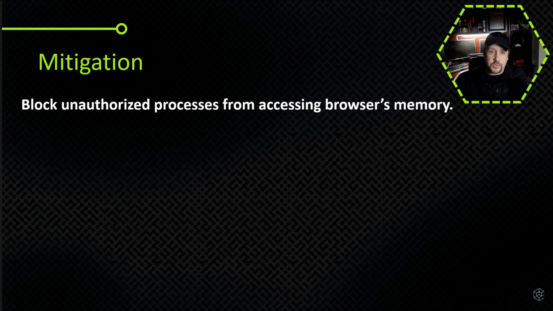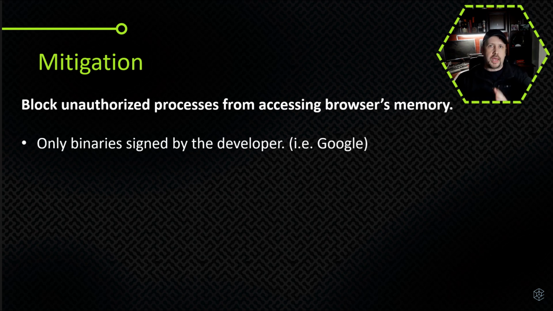What you got to do, folks, is really simple. You got to make sure that the only process that can read the browser's process is the browser. I mean, it's pretty simple. Only Chrome should be reading Chrome's memory. And this can be done in a couple ways using CyberArk's Endpoint Privilege Manager. What you'd really want to do is make sure that only binaries that are signed by Google, for example, are allowed to read Google Chrome's memory, okay?